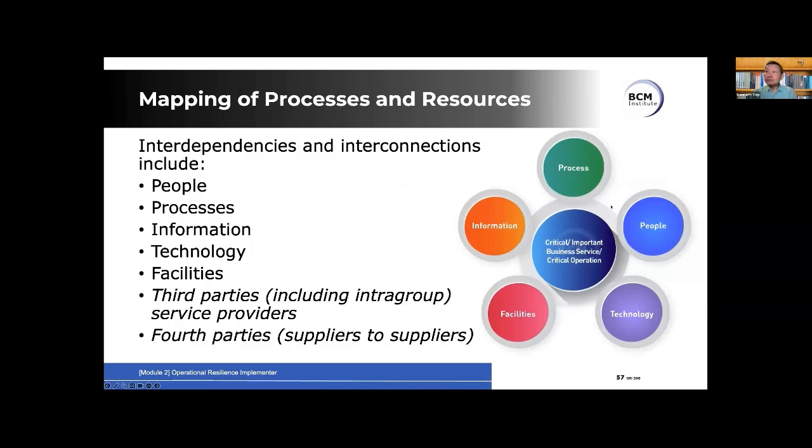So the interdependencies and interconnections. And I've added, Virginia, you read this slide: third parties, including intra-group and service providers, as well as fourth parties, suppliers to suppliers. Very, very important. And if you look at the diagram on the right-hand side of this slide, put it all together.